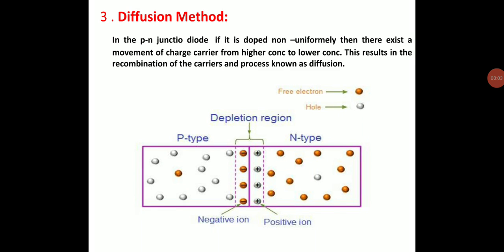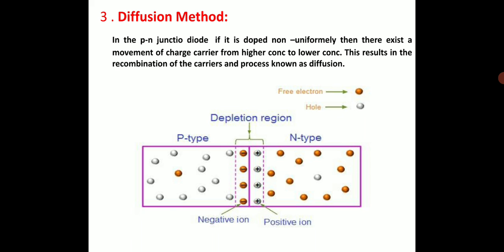The third method, a basic technology method, is the diffusion method. Let's see the diagram on the screen. We know that in the P region the higher concentration is of holes, meaning the majority carrier is holes and the minority carrier is electrons. In the N region the majority carrier is electrons and the minority carrier is holes. In the diffusion method, the movement of charge carriers from higher concentration to lower concentration results in the recombination of carriers, and the process is known as diffusion.